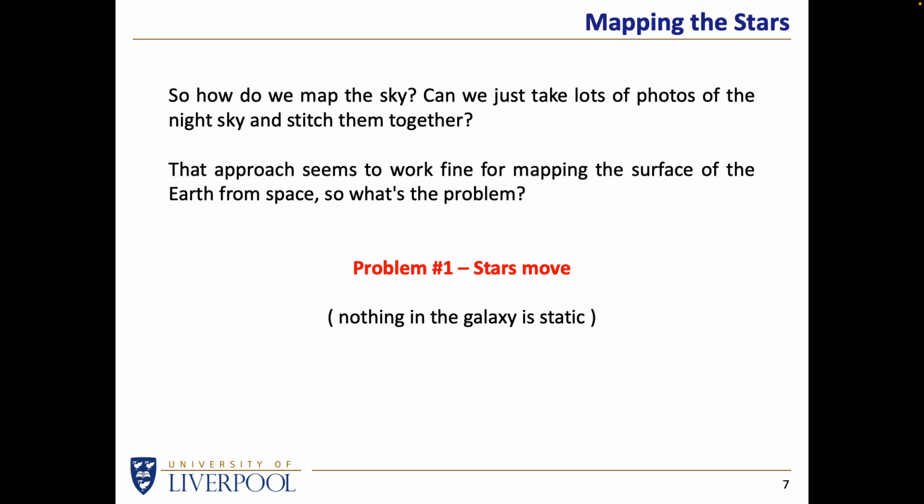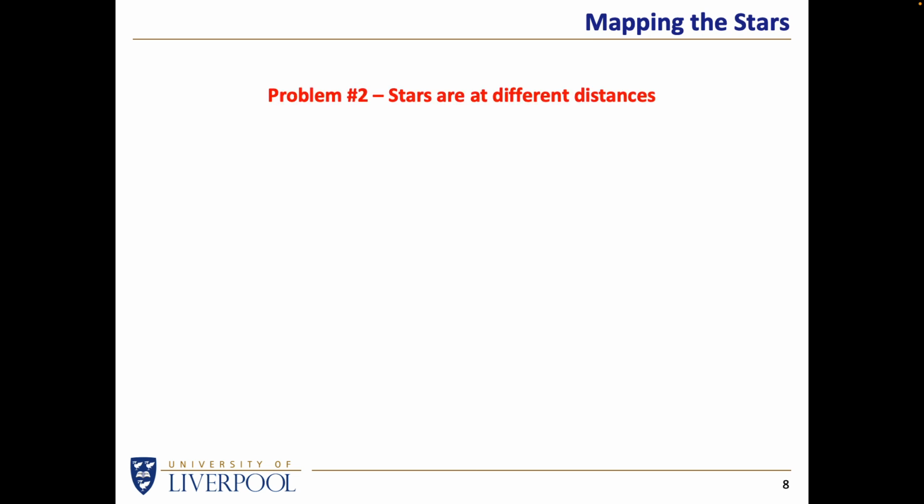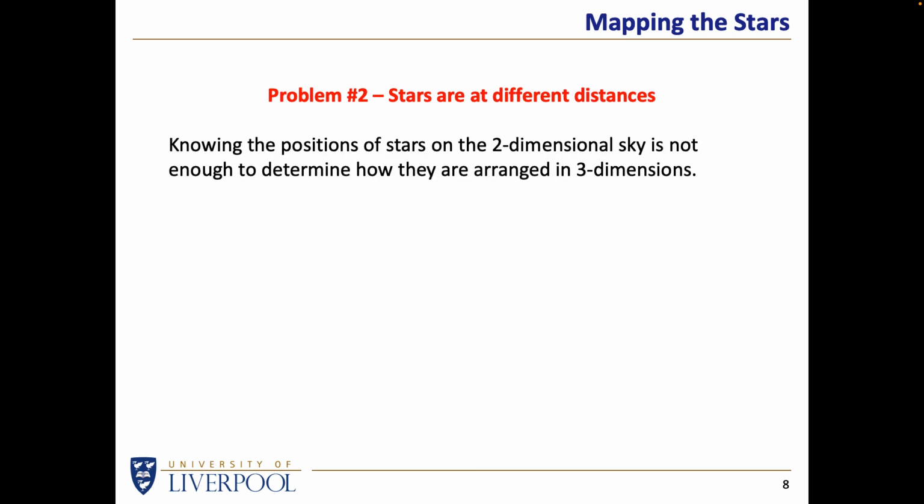But if that's what we're trying to do, then we can't just assume the stars are in fixed positions and take lots of pictures and make a big mosaic. So we have to remember that rule number one is nothing in the galaxy is static. We are moving, the sun is moving, and all the stars in the galaxy are also moving. Not only that, but we have to remember that the problem is not a two-dimensional problem. Knowing only the two-dimensional positions is only part of the story.